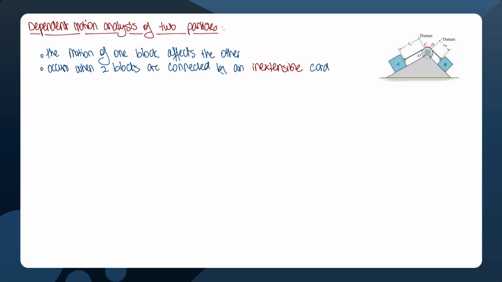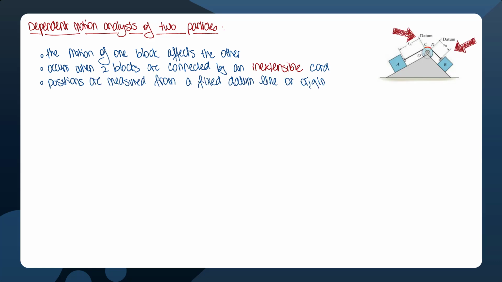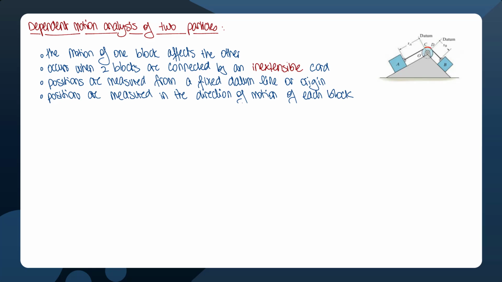Now a couple of notes concerning the positions of the different blocks. The positions are measured here from a fixed datum or origin. So one selects the datum or the origin and measures the position of each of these blocks with respect to that datum line. The positions are also measured in the direction of motion of each block. So each block has a certain direction of motion and the position is measured relative to that direction.